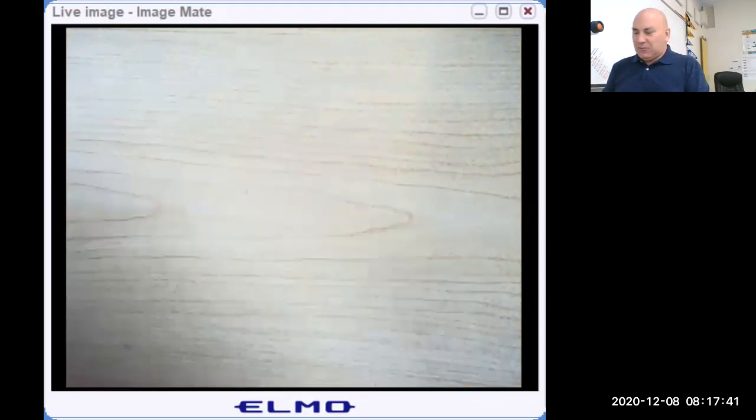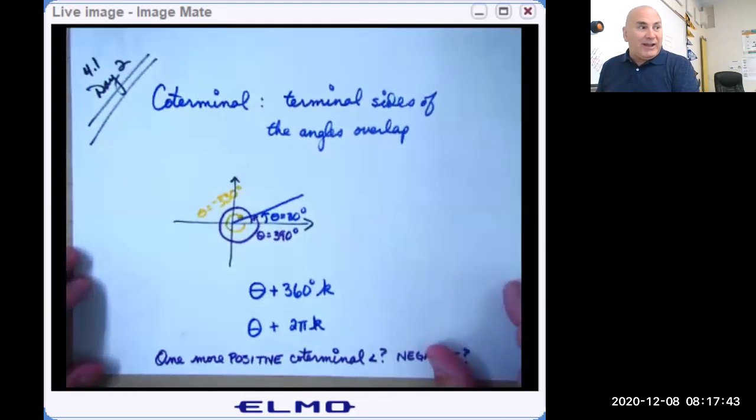So that's our introduction to radian measure. Let's talk a little bit more now about angles in general. Coterminal angles.